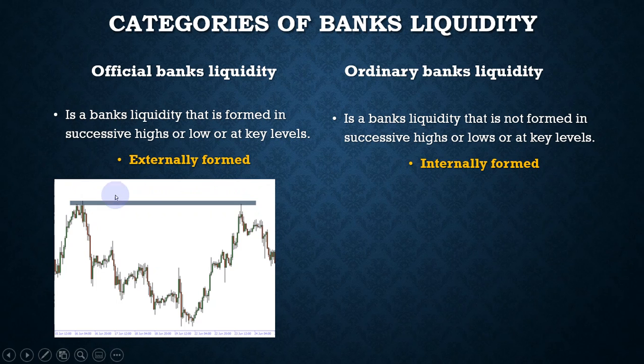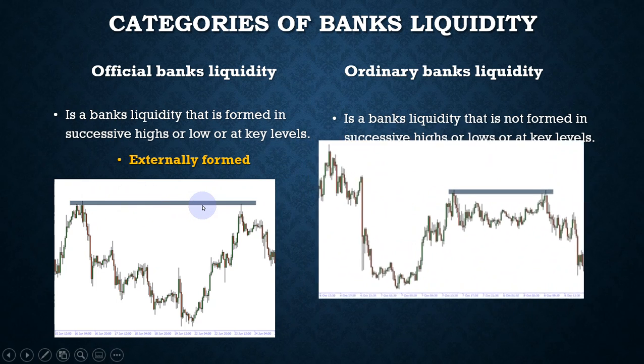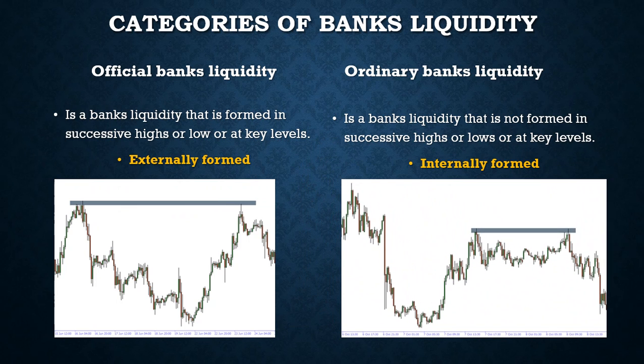Then we can classify it as what? Officially bank's liquidity. Then checking this other one, internally formed, it's our ordinary bank's liquidity. If you can see, it's not formed at our successive high or previous low. We just take previous highs and lows, but it's not created or formed at a key level, if you understand.